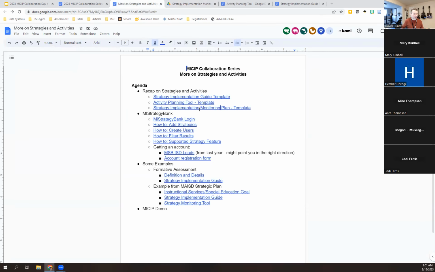So before I get into the strategy bank and then some examples, I wanted to pause for a minute to see if there are any questions that anybody had, or any pointers, or any examples or non-examples of any of the things that I've given so far.